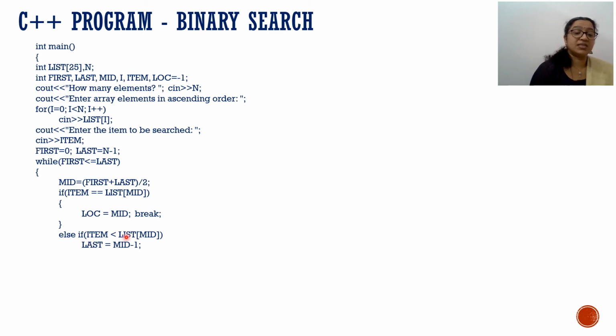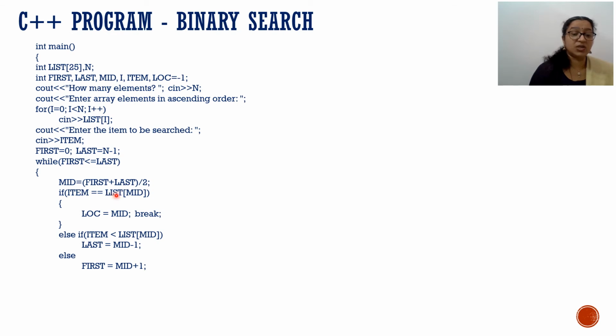So if the item is less than the list of mid, last is equal to mid minus 1. Otherwise, if the item is greater, what we want to do? We want to set first is equal to mid plus 1. Understood? So these are the checking processes.